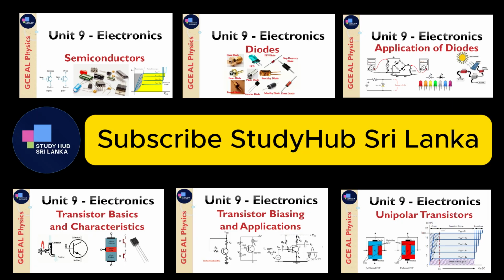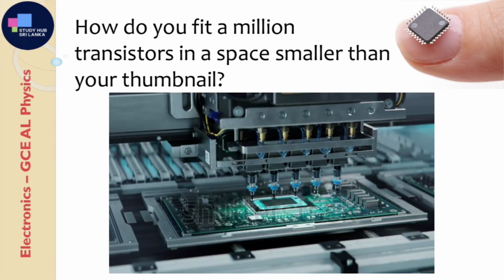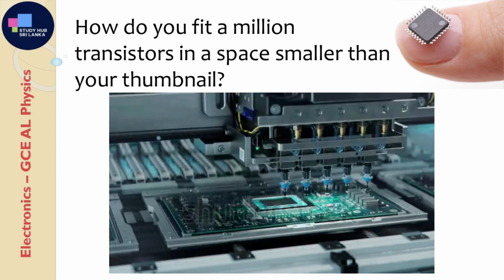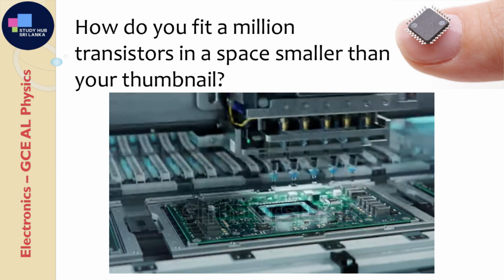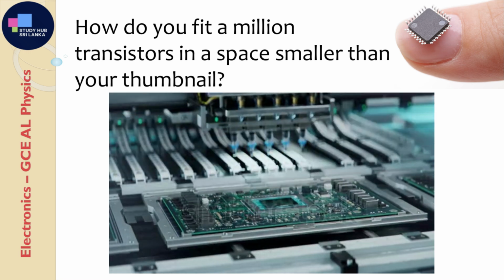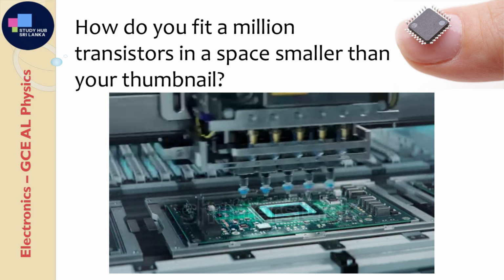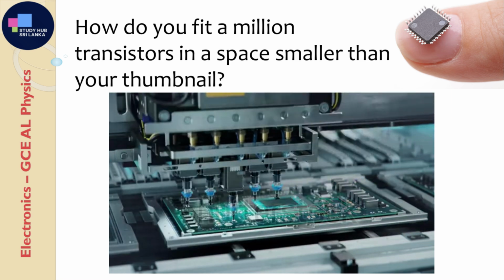If you've been following along with our Grade 12 Physics Electronics series, you've already tackled semiconductors, diodes, and transistors. You've put in the work, and today we're taking that next massive leap forward. But before we jump in, I want you to just think about something for a second. How on earth is it possible to fit over 1,000,000 transistors, 1,000,000, into a tiny little space smaller than your thumbnail? I mean, really think about that. The answer is the key to pretty much all of our modern technology.